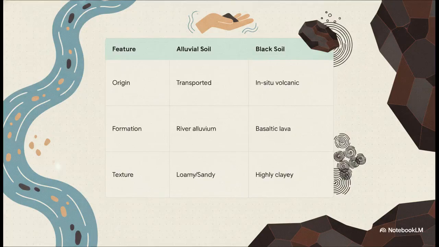Moving on, we see this next direct comparison all the time in exams. They love to contrast the transported alluvial plains with the in-situ volcanic black soil of the Deccan Plateau. So alluvial is river-transported and light, while black soil is formed by the weathering of basaltic lava rocks and is intensely clay. Knowing these exact differences basically hands you the perfect answer format for a 2-mark differentiation question. Don't miss out on those easy points.